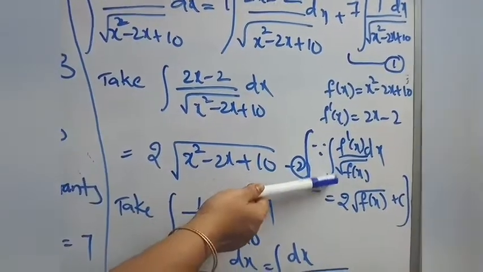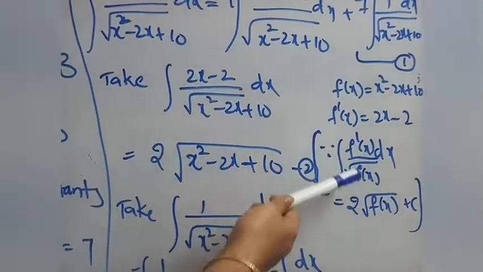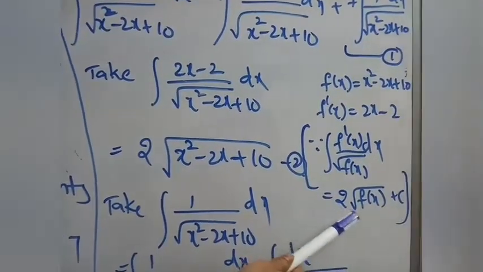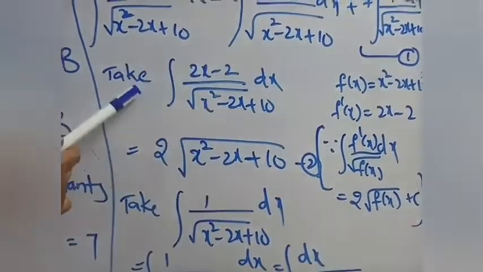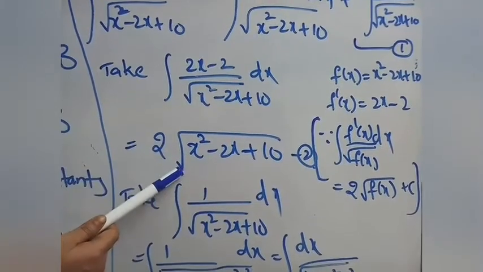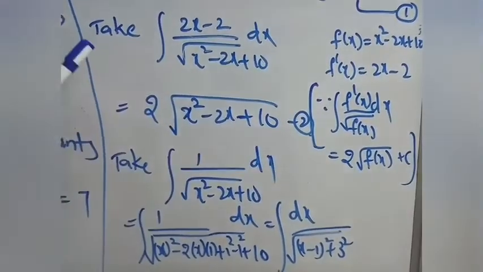So what is the formula for that? Integral of 1 by root f of x into f dash x into dx. It is nothing but 1 by root x form, that is 2 root x, that is 2 root of f of x plus c. So by taking all this integration directly, what we can write? 2 root of f of x. What is the f of x value? This one. So this is the first integration value.